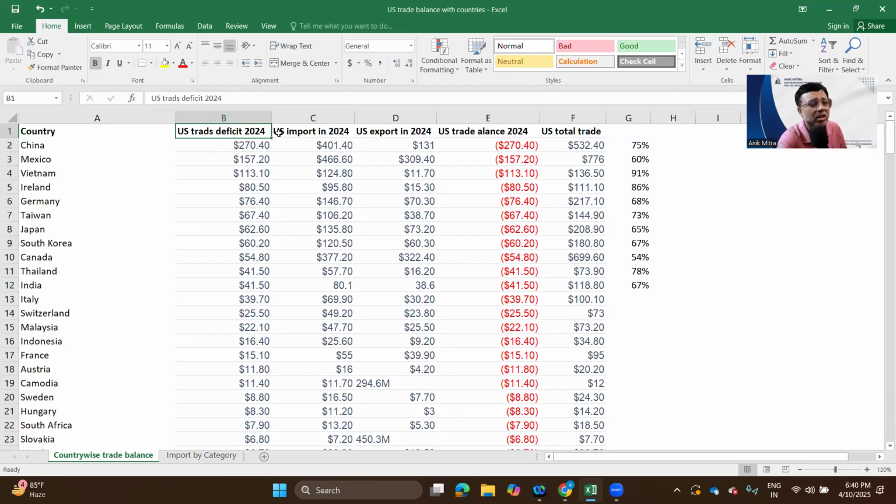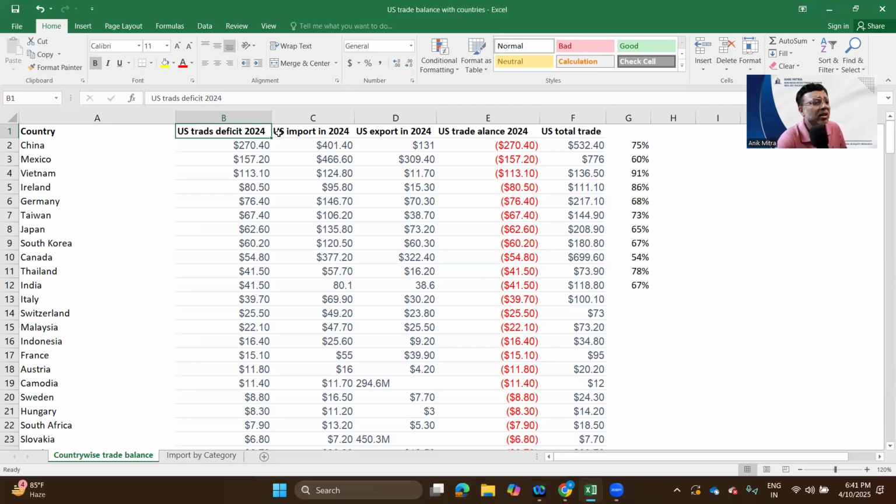At the top of the table, China is getting reflected, correct? China tops the table with the highest trade deficit of $270 billion. So it's huge, right? It's $270 billion. I have intentionally removed the billion term for ease of calculation, so it's all in dollar billion. So $270 billion of trade deficit, where US imported 401 billion from China and exported only 131 billion to China.